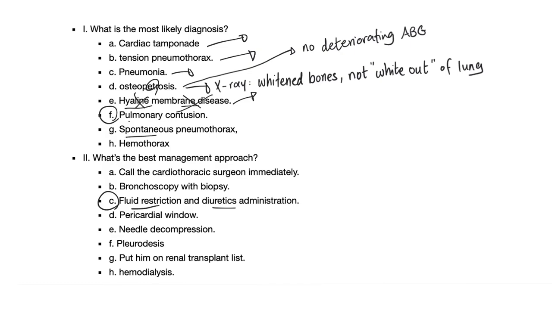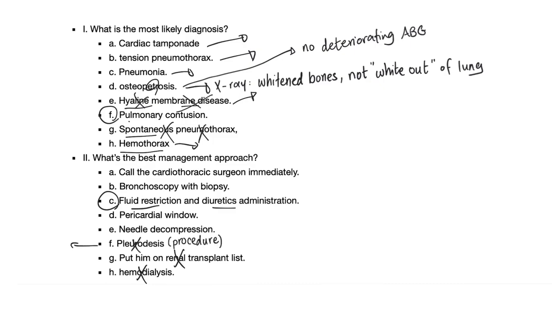Spontaneous pneumothorax is never going to be that bad, and it doesn't cause a white out of the lung or a deteriorating ABG because your other lung is normal. Hemothorax will affect only one pleura on one side, but not the other side. It's not going to deteriorate the ABG that much. Hemodialysis is wrong, it's not a kidney problem. Renal transplant, his kidney is fine. It's actually responding to the respiratory acidosis by trying to cause a metabolic alkalosis.